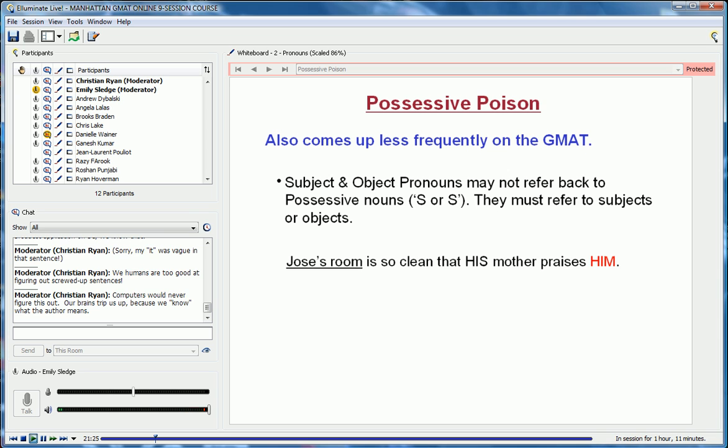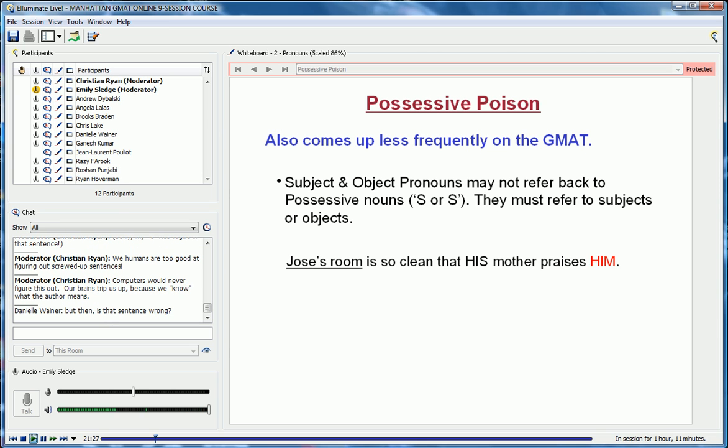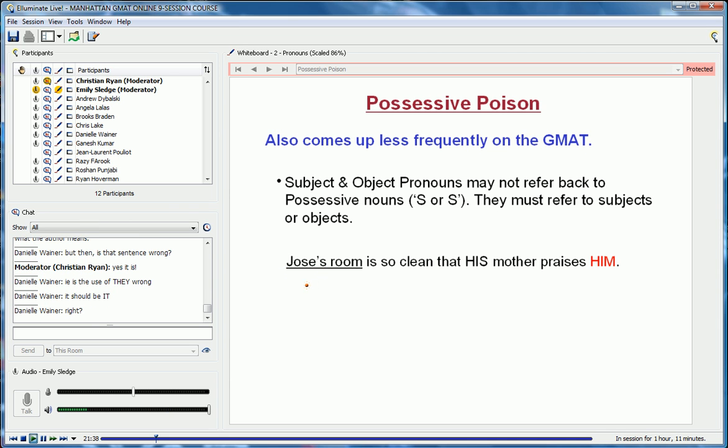There's a similar kind of trap. It's called possessive poison, or we call it that, in which you have to watch out for a possessive noun. You can refer to Jose's room and then later talk about Jose's mother by using a possessive pronoun, and that's okay. But we can't talk about his mother praising him, because him is Jose, right? And he's not in the sentence as a noun. The noun is the room.